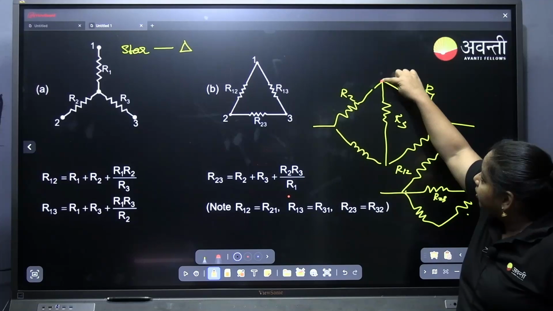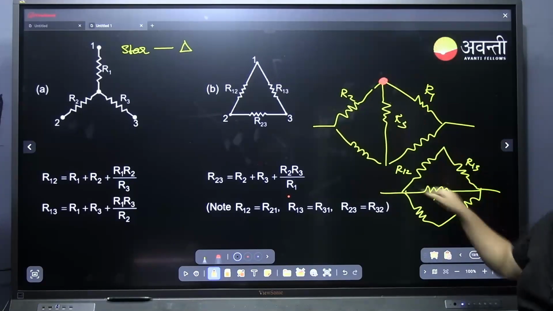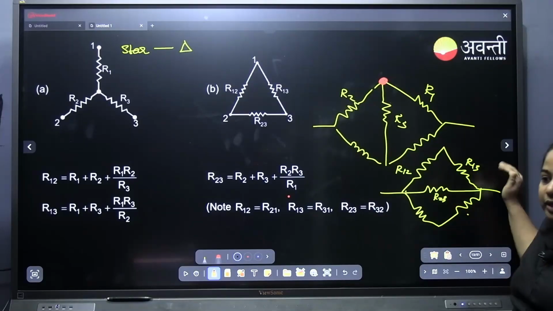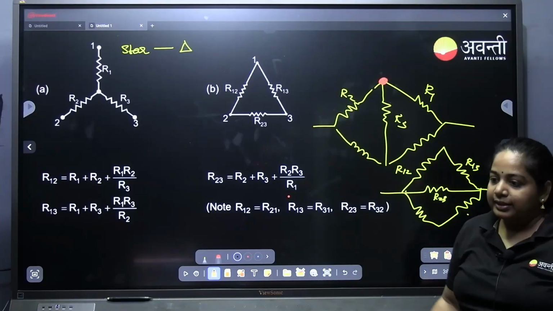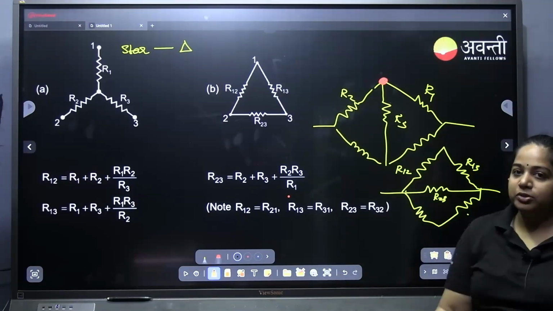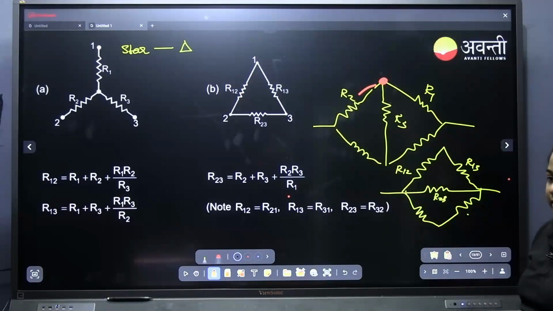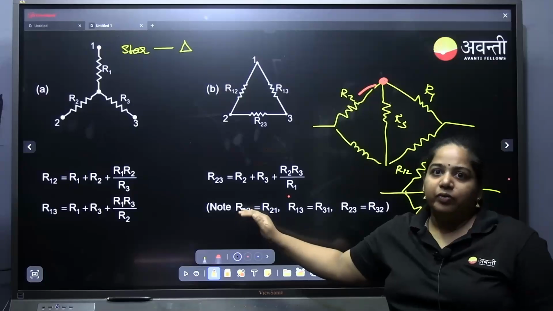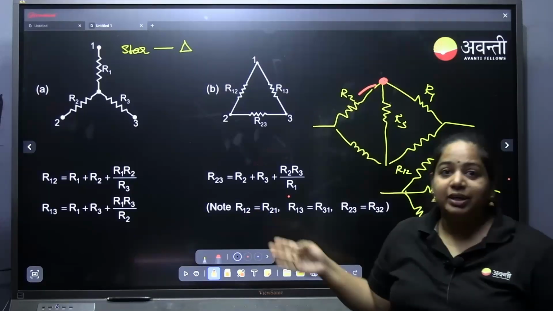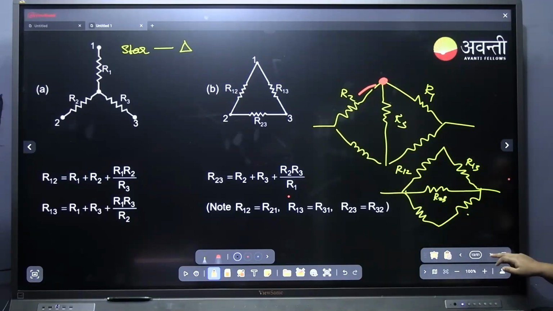I am taking this point and considering it as a star point and I am converting that to a delta configuration. Similarly, we can do the opposite also. If you consider a delta, you can convert it into star. Don't worry, today we are not doing any problems with this and I don't think you will get many problems from this, but in case it is required you should be able to. That's why I am giving you the formulas.